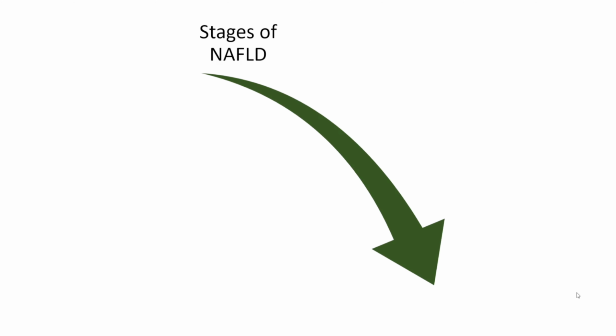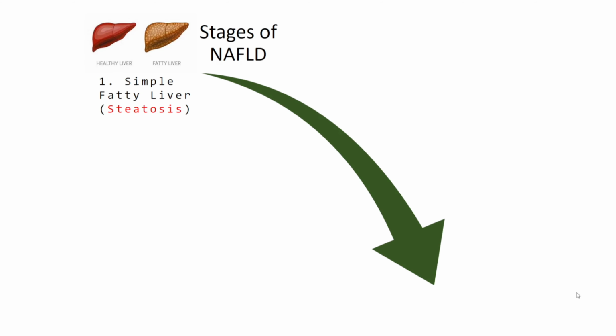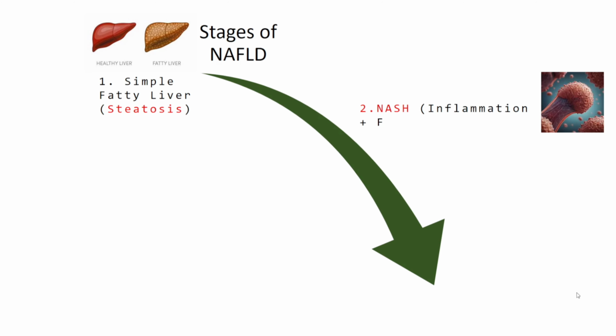NAFLD progresses through four main stages, and understanding them is key to knowing how serious the condition can become. The first stage is called simple fatty liver, or steatosis. At this point, fat builds up in the liver, but there is no inflammation or damage. Many people stay in this stage for years without symptoms. The next stage is NASH, which stands for non-alcoholic steatohepatitis. Here, fat is present along with inflammation and liver cell injury. This is when damage really begins and the risk of progression increases.